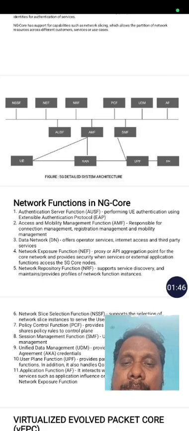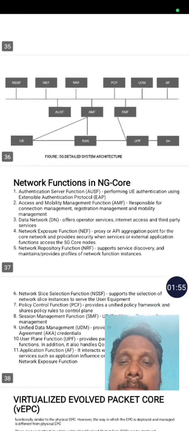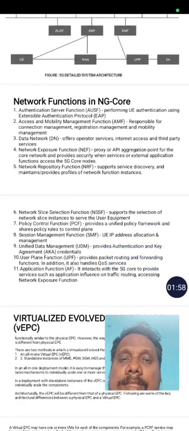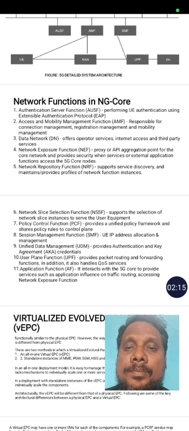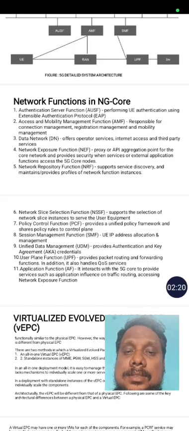session management function. Before going to that, we have the DN, that is data network, which offers the operator services, internet access and third party services. Network exposure function, NEF, is the proxy or API aggregation point for the core network. It provides the security when services or external application functions access the 5G core nodes. NRF, that is network repository function. It supports service discovery and maintains profiles of network function instances.